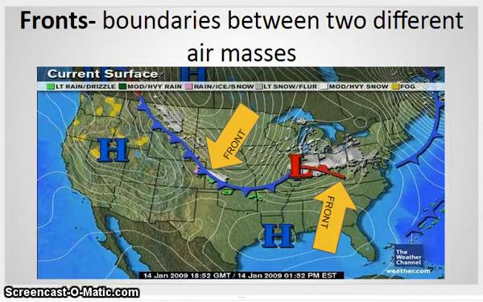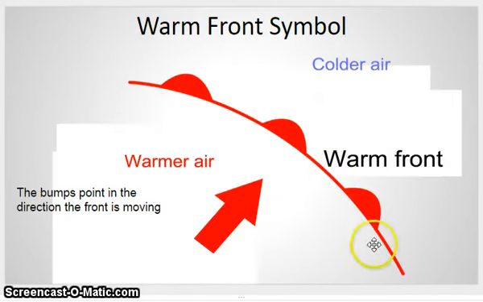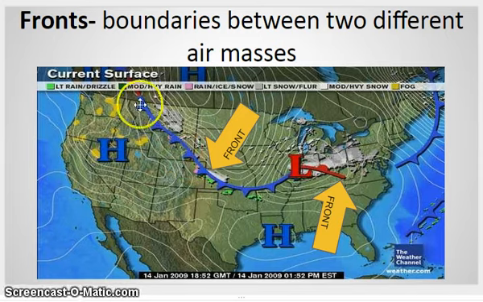So that's the next important thing to understand about fronts, is that the direction that the arrows on the cold front or the bumps on the warm front, the direction that they are pointing is the direction that the front is moving. So here we can see that this cold front is moving to the south and to the west, and this warm front is moving to the north and to the east. Over here there's another cold front that's kind of moving basically just straight east.